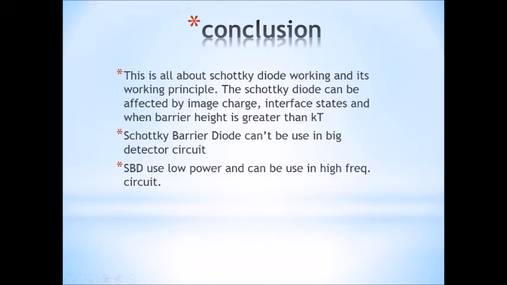Now we have reached the conclusion of our topic, as all that we discussed is about Schottky diodes and their working principles. The Schottky diodes can be affected by three factors that we have told you, which are image charge, interface states, and the barrier height being greater than kT in the IV relationship. As for applications, Schottky barrier diodes can't be used in big detector circuits. It will damage the circuits in no time. Schottky barrier diodes use low power and can be used in high frequency circuits. So we know the reason why Schottky diodes are no longer used in manufacturing nowadays.